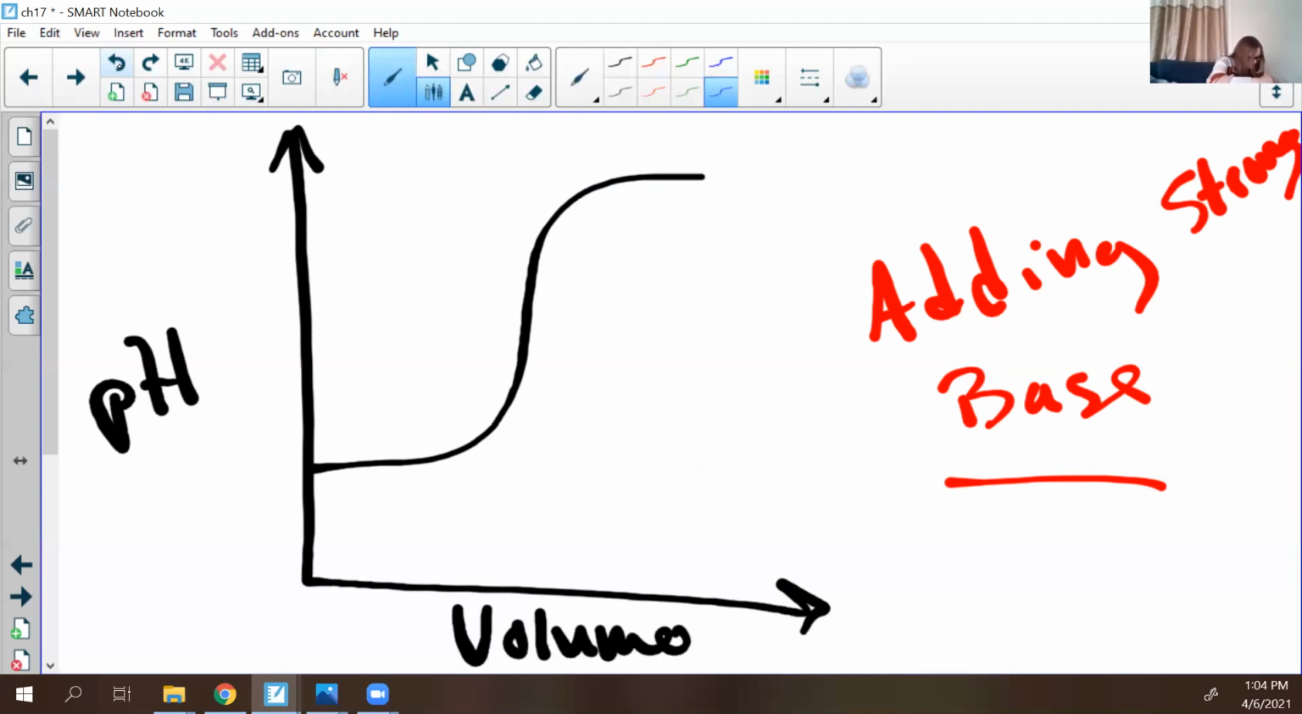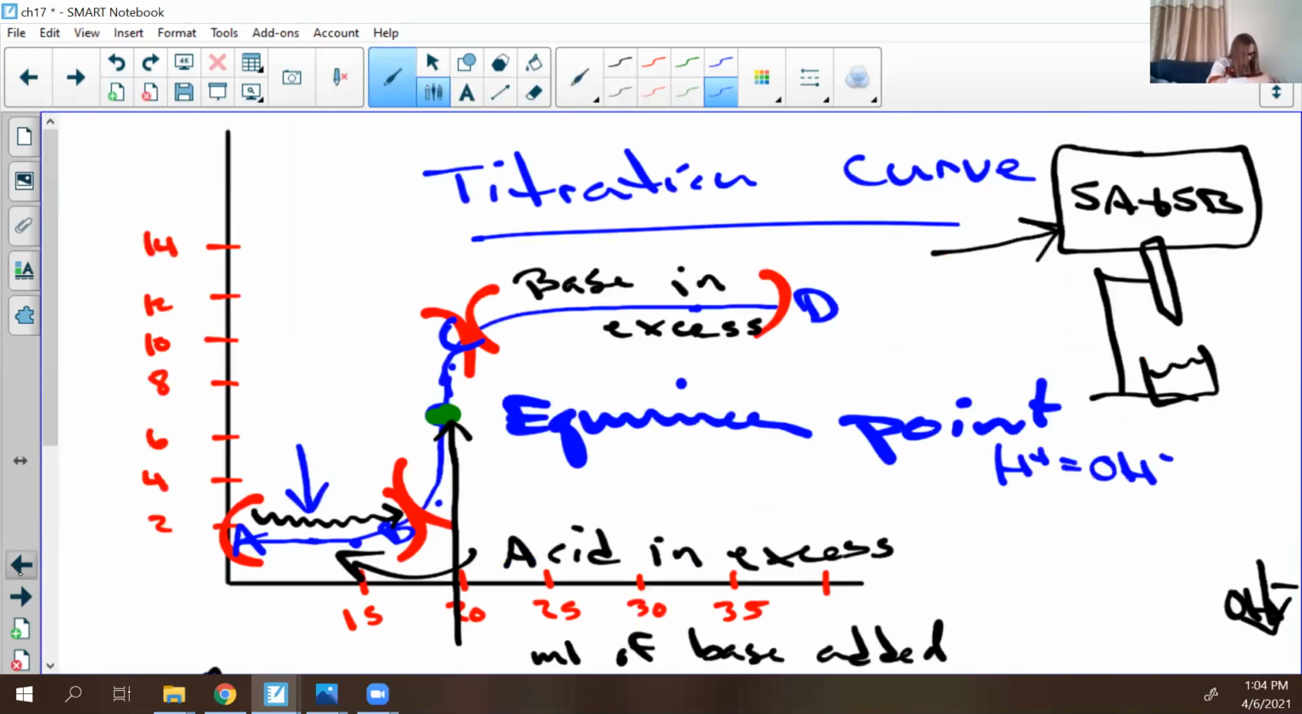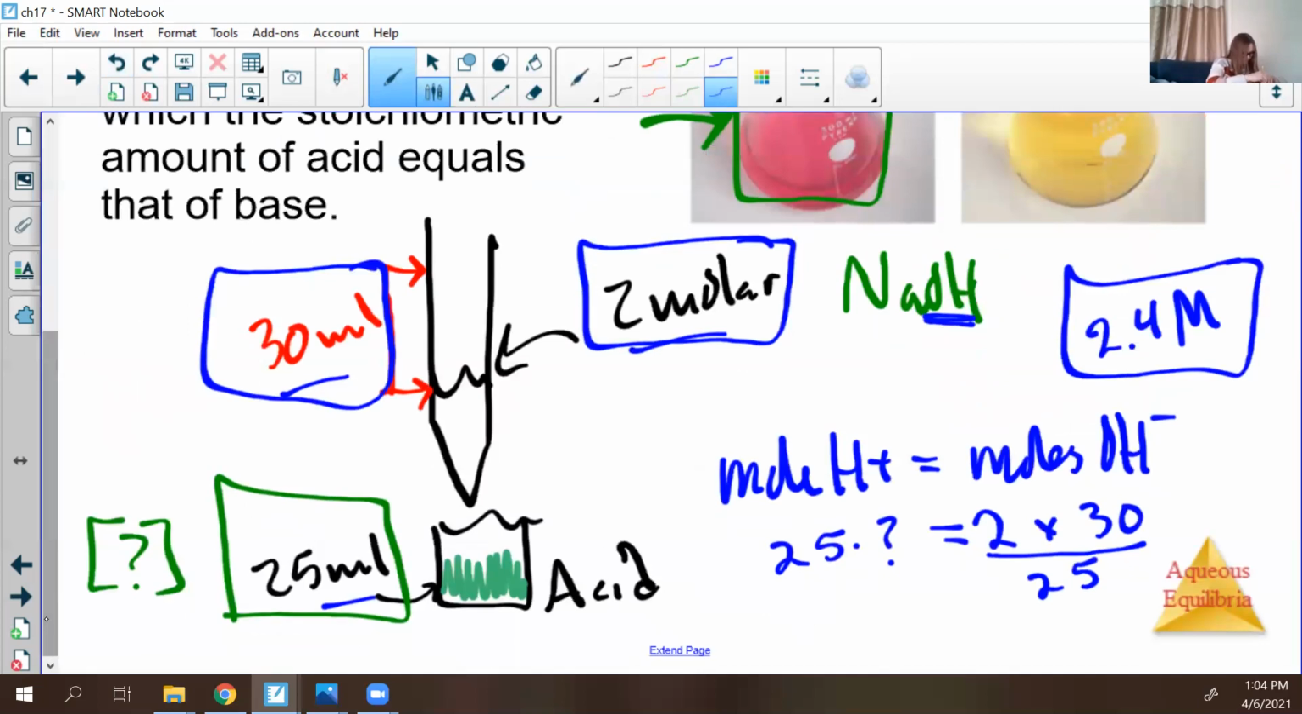The volume is the volume of base added. So remember this picture? It's how much of this I'm adding. You with me on that? Okay.